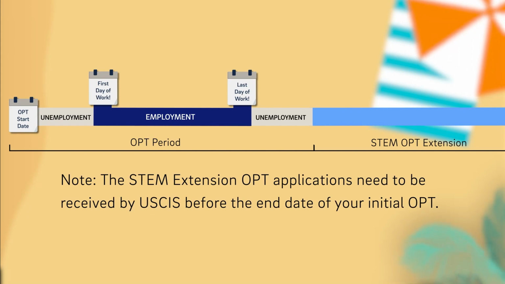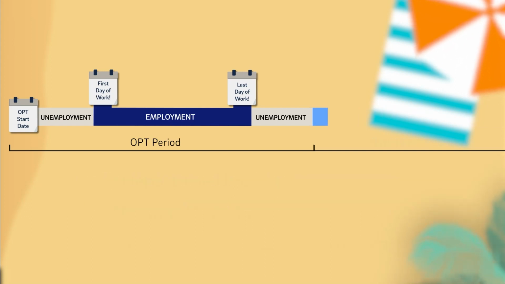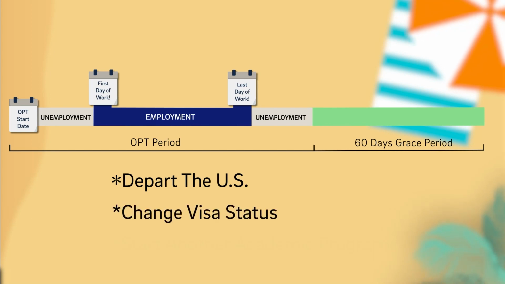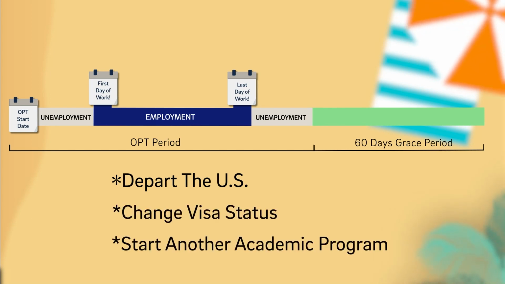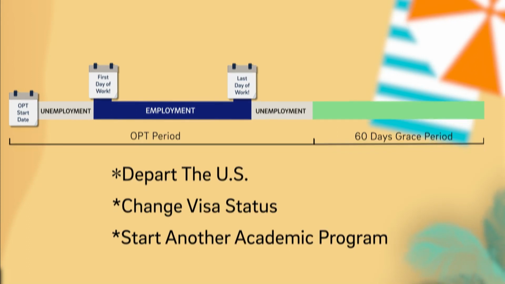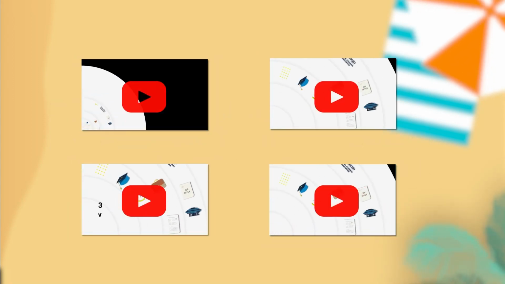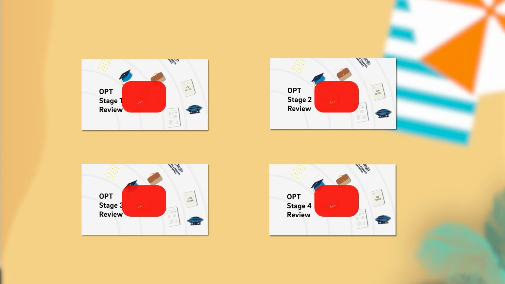If you're not eligible or do not apply for STEM OPT, you have a 60-day grace period after your last day of OPT to either depart the US, change visa status, or start another academic program in the US. This 60-day grace period only applies if you have not accumulated a total of more than 90 days of unemployment. For more information on any of these options, you can check out ISPO's website.